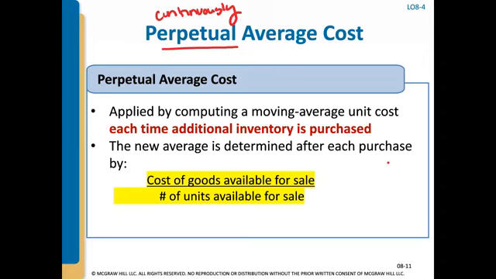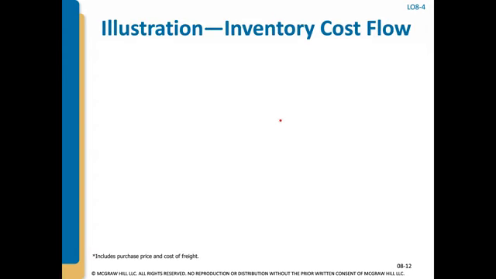Update your inventory for every single time you have an acquisition versus every time you have a sale. And so now you have what's called a moving average unit cost for each time inventory is purchased. And the way you calculate that is the same manner as in periodic to find out what that average unit cost is. You take your cost of goods available for sale at that time divided by number of units available for sale at that time.